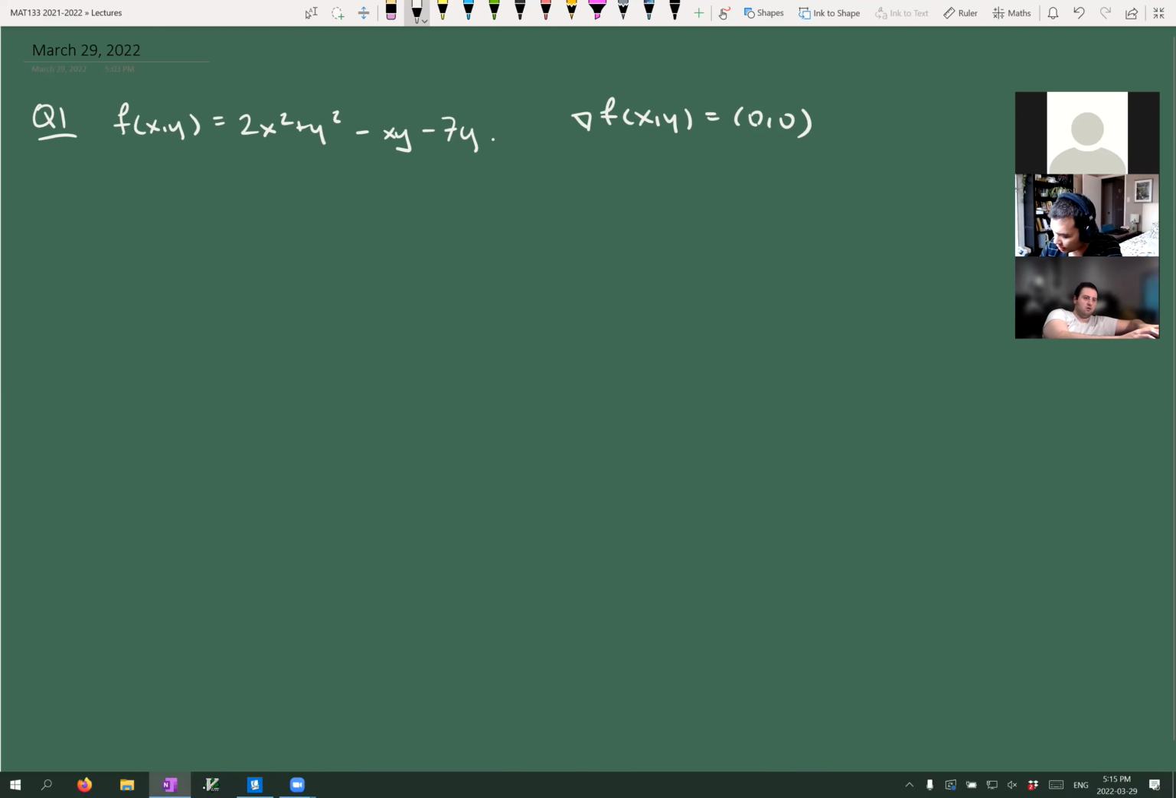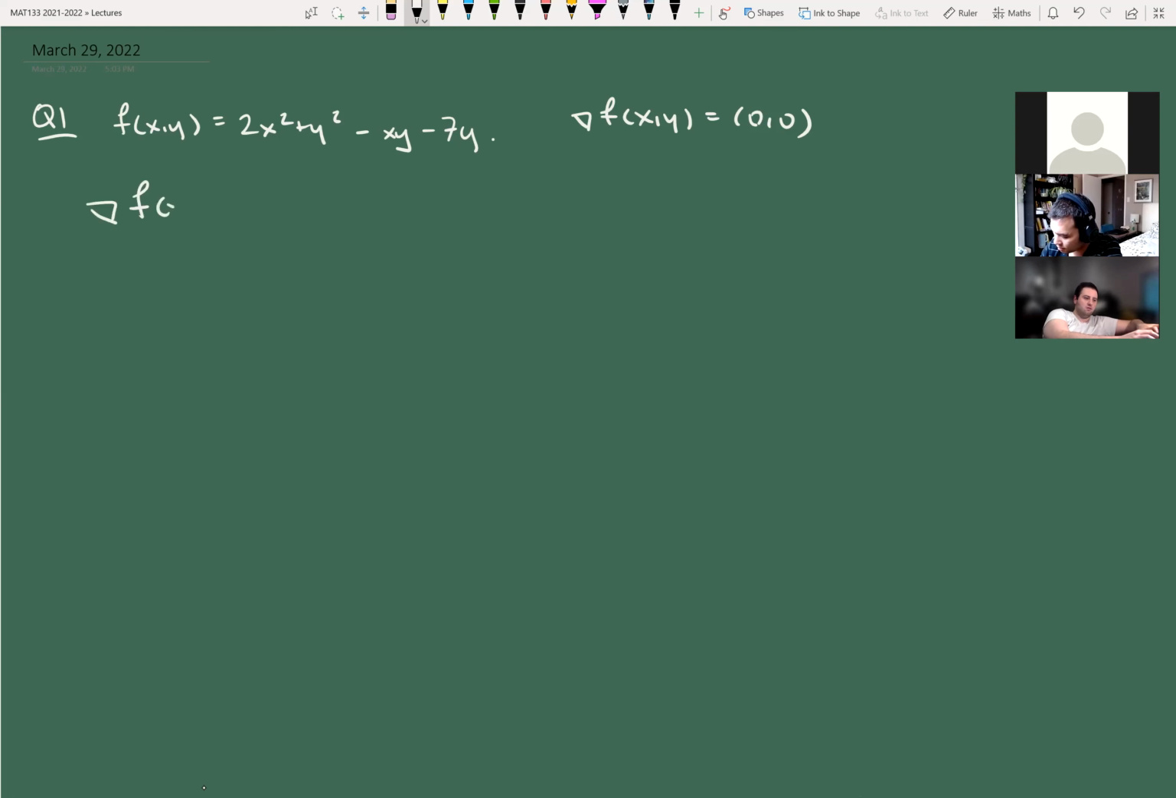So let's compute the gradient, which remember is just the vector of partial derivatives. So we're going to take the x partial derivative. That gives us 4x minus y. Then we take the y partial. That's going to be 2y minus 7. We're going to set that equal to 0.